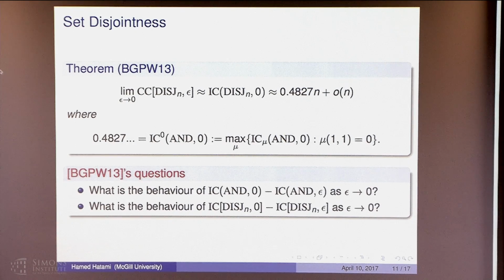Right, and then they asked the following 2 questions in the paper. That is right, so this is true when epsilon goes to 0. What if we care about the rate of convergence? So what if epsilon is some other small constant?